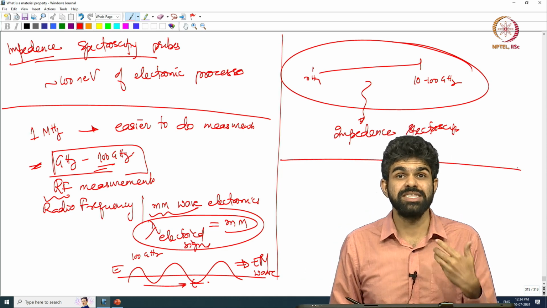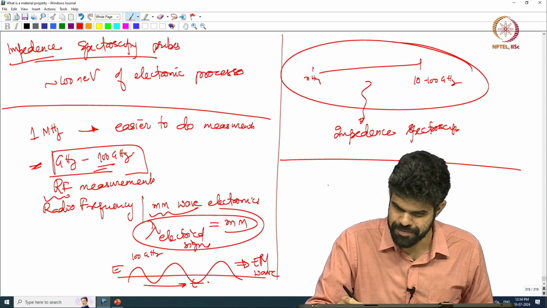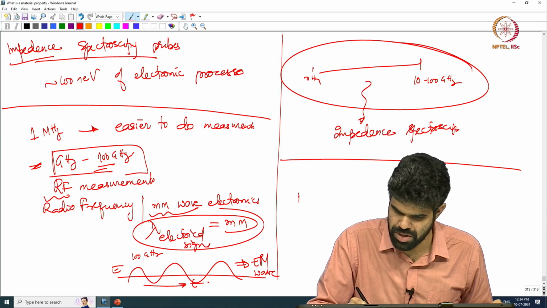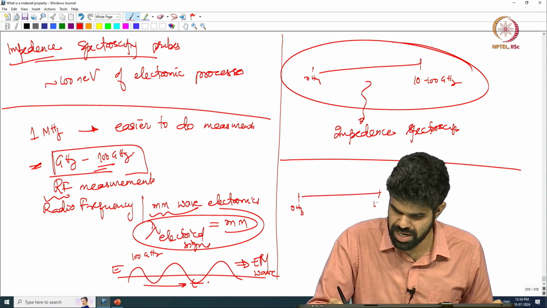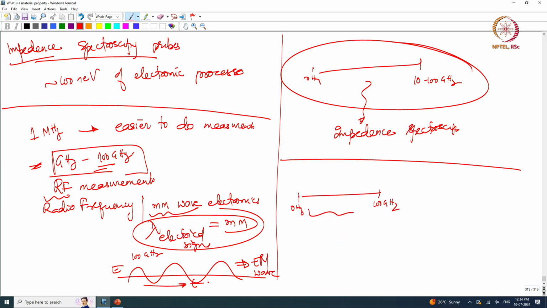Now, let us increase the energy scale, right. So this is 0 hertz, this is about 100 gigahertz. I can do all these things electronically.